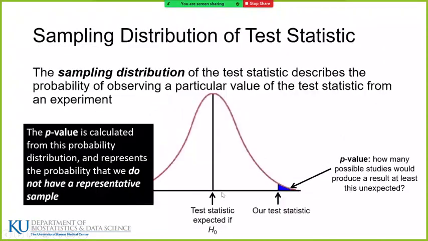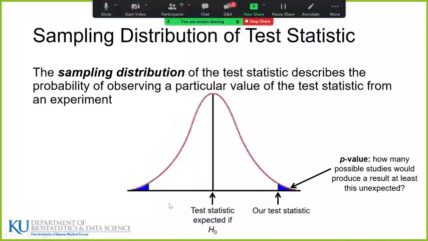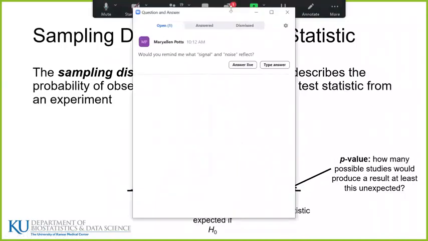In fact, if you take a look at this distribution, so Mary Ellen asks, please remind me what signal and noise reflect. The signal reflects the treatment effect. So if there is a signal, it means you're basically identifying an effective treatment. And noise is just error, just sampling error, sampling variation.